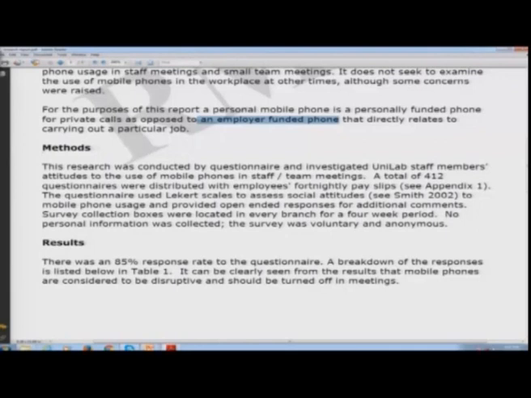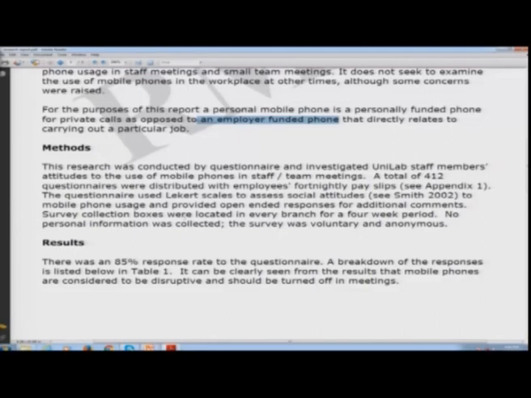Okay, the next section, methods. This research was conducted by questionnaire and investigated Unilab staff members' attitudes to the use of mobile phones in staff team meetings. A total of 412 questionnaires were distributed with employees' fortnight pay slips, see Appendix 1. The questionnaire used Likert scales to assess social attitudes, C. Smith 2002, to mobile phone usage and provided open-ended responses for additional comments.